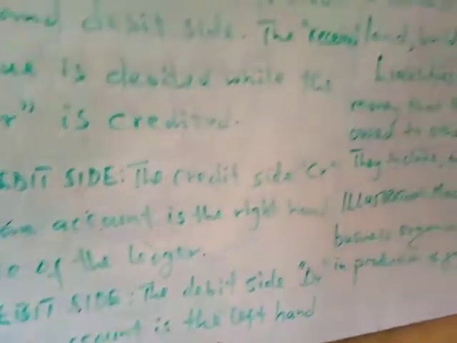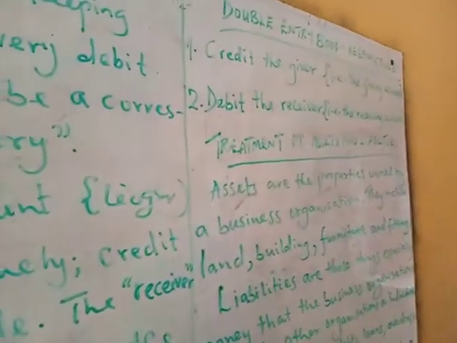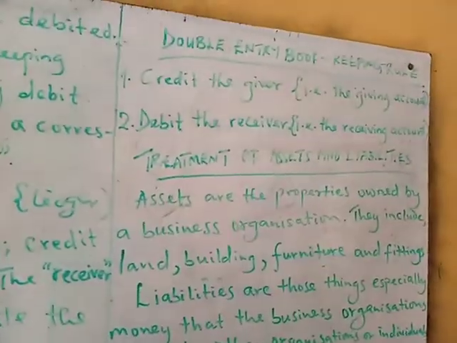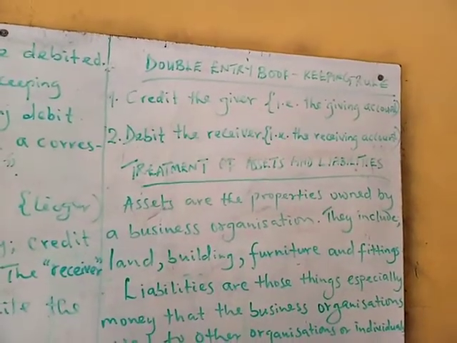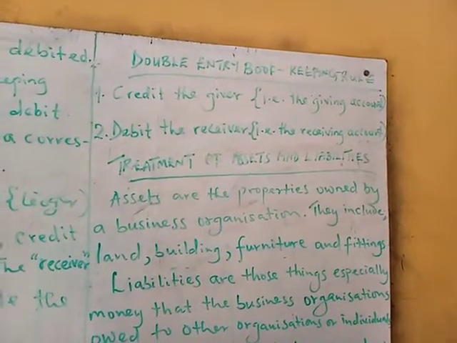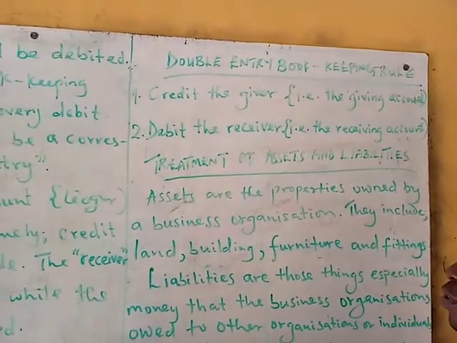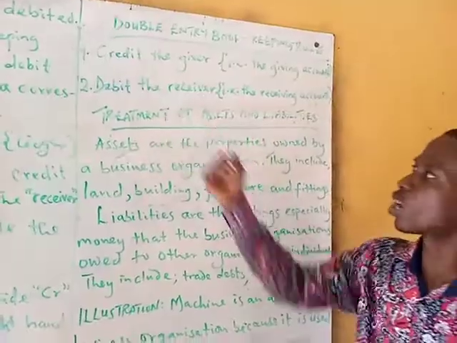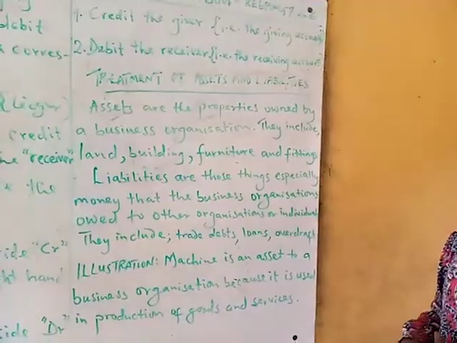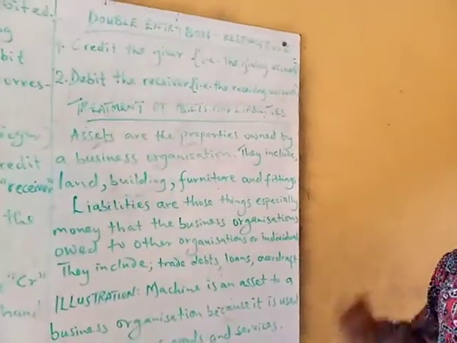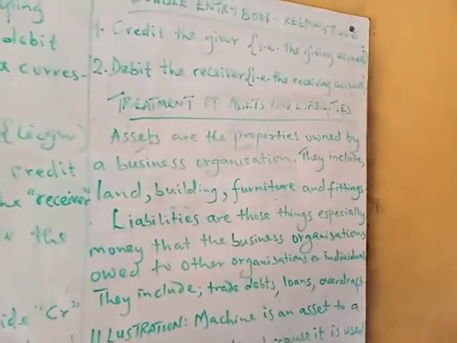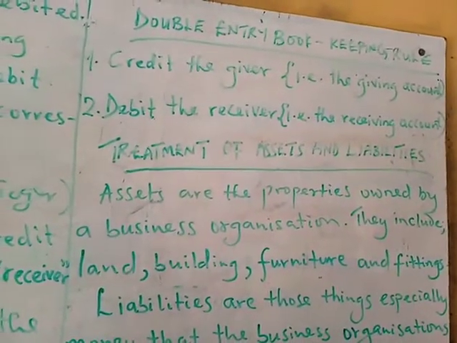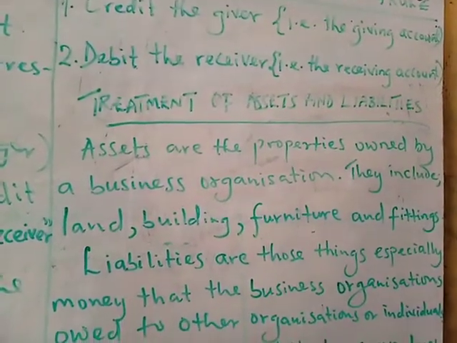On the debit side, you always find the DR written, on the left hand side of the ledger. Having said that, we want to look into the double entry bookkeeping rules. The two major rules we have here: credit the giver, in essence, the giving account. You credit the giving account. Then the second rule is that you debit the receiver. The receiving account should be debited with the value.